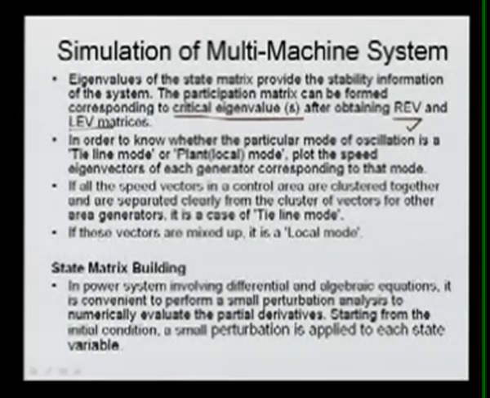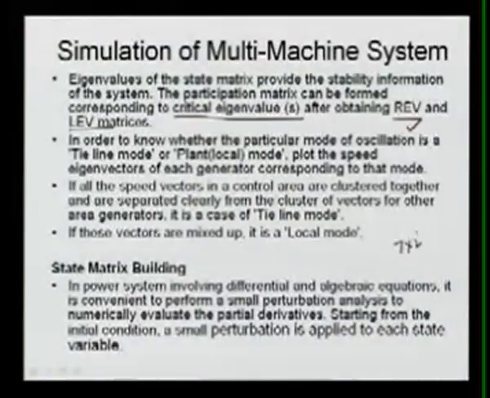If your system matrix is of a higher order, the number of eigenvalues will match that order. In the previous example, suppose we have two machines, then 7 cross 2 will be the order of this matrix. So we will have 14 eigenvalues, and we have to take the critical one, which is very close to 0 on the real and imaginary axis. If it is very close to here, this is called the critical eigenvalue.